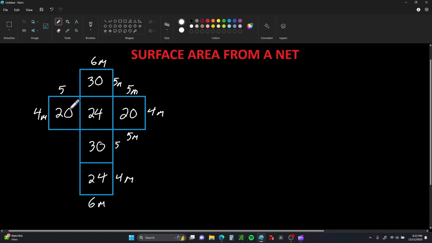I'd like to point out at this point that if you look at the boxes, I have a 20, then I skip over one and I have another 20. I have a 30, I skip over one, I have another 30. I have a 24, I skip over one. And so every opposite side is going to be the same area. To find surface area, all I would do is add all these up, and I'm going to just add up the duplicates. So 30 and 30 is 60, 20 and 20 is 40, and 24 and 24 is 48.